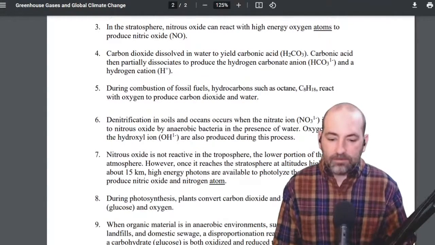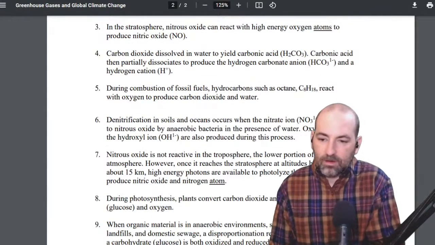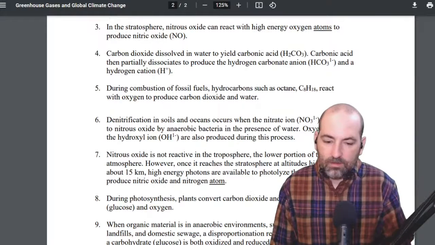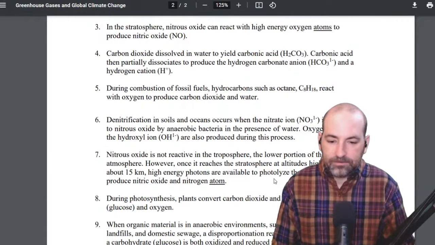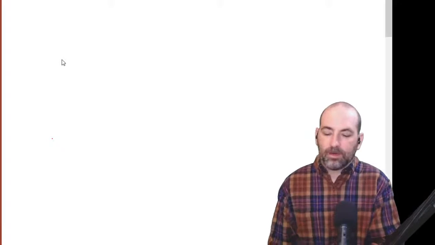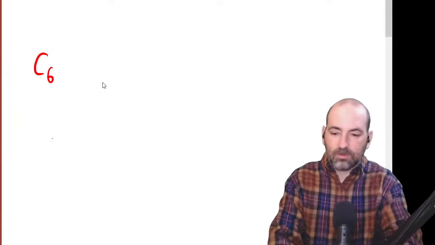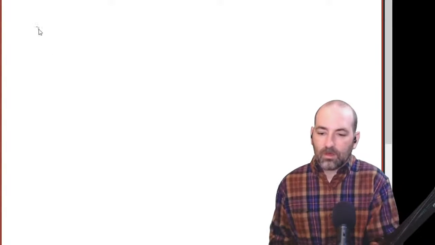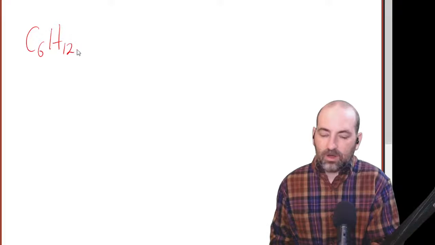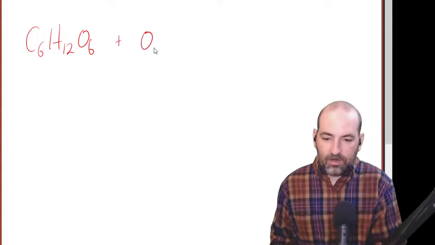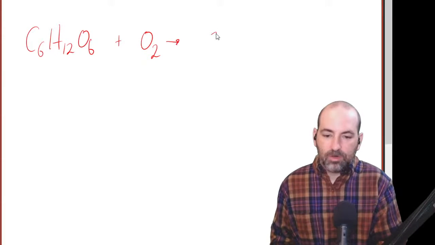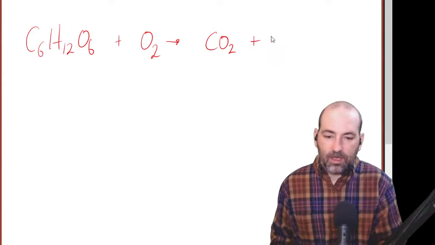So let me get some paper here. All right, so we've got glucose, which is C6H12O6, reacts with oxygen, O2, to produce carbon dioxide and water.